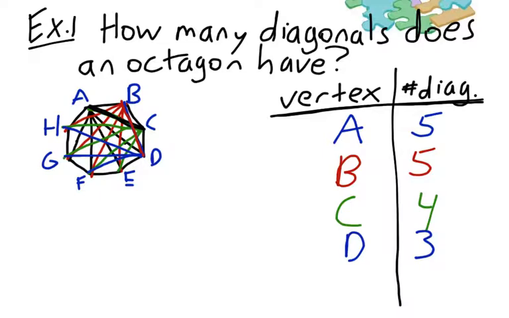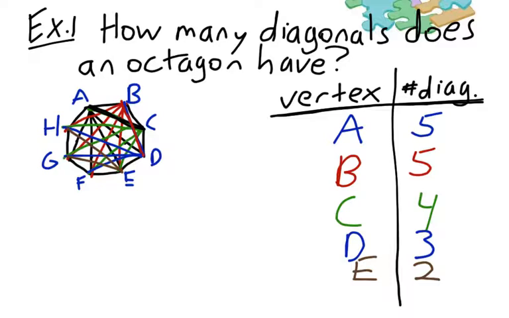Now if I start from E, I've already used the E to C, so that doesn't count. I've already used the E to B, so that doesn't count. I've already used E to A, that doesn't count. But I haven't used E to H, E to G, and E to F is a side, so that's only 2 unique ones for E. See the pattern? It goes 4, 3, 2.